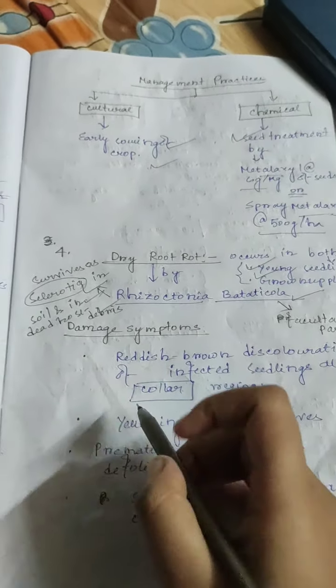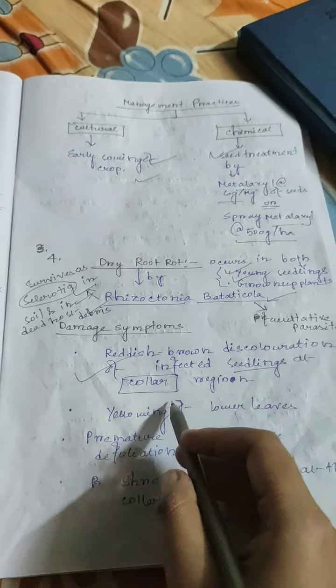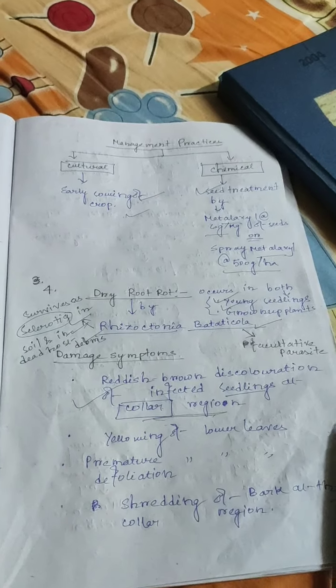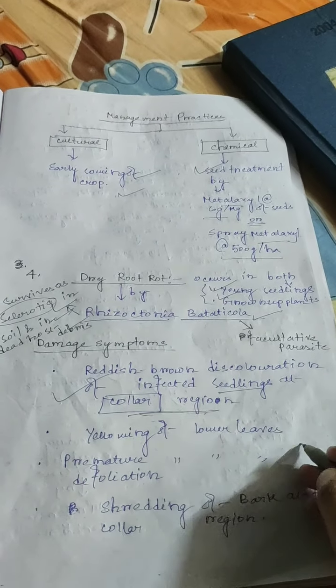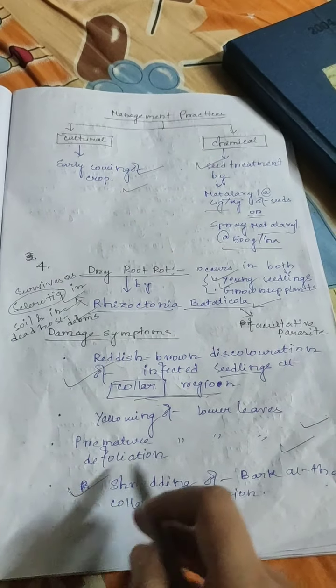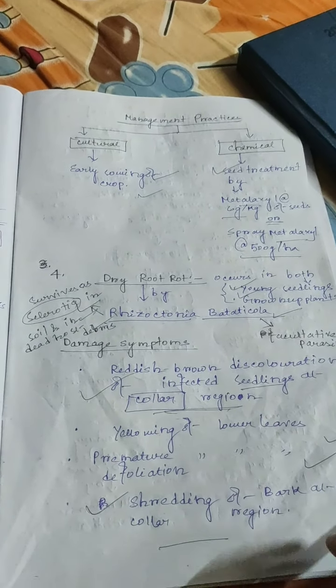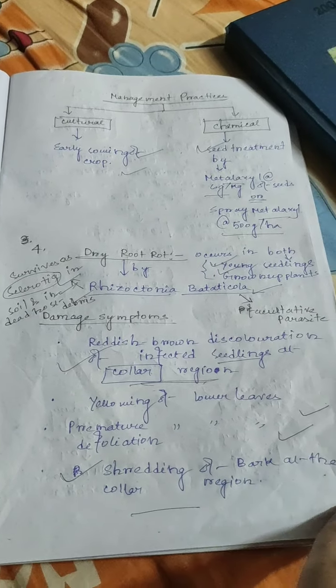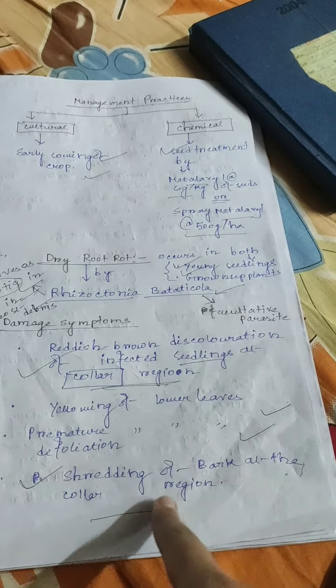Damage symptoms: reddish brown discoloration of infected seedlings at the collar region, yellowing of lower leaves, premature defoliation of lower leaves, and shredding of bark at the collar region.